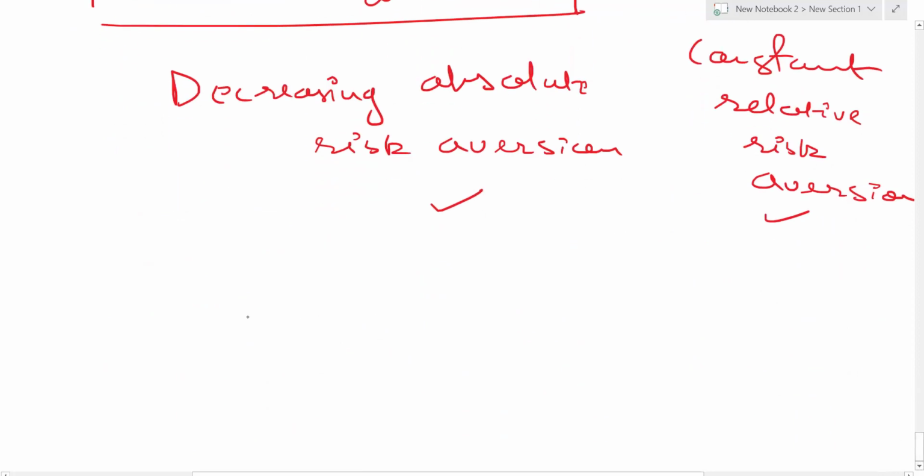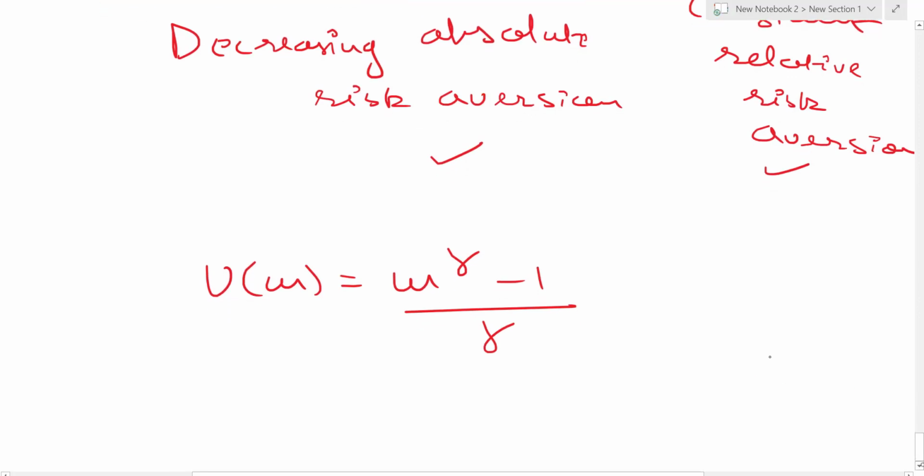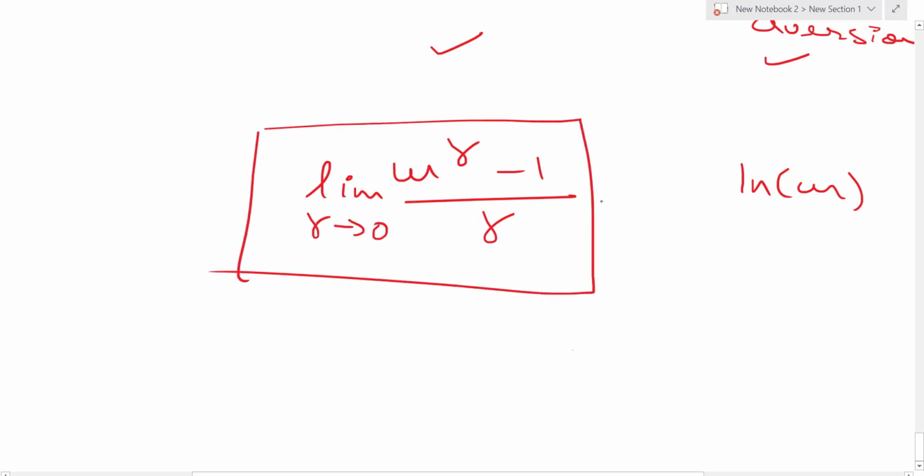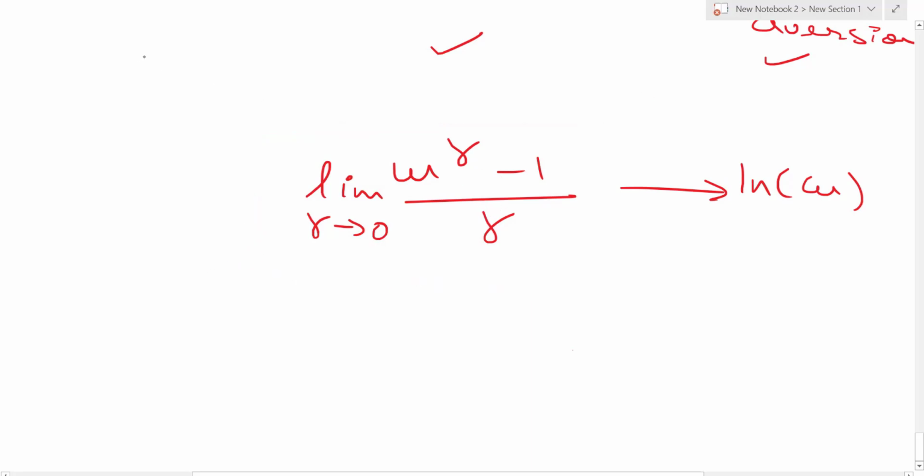This power utility function, which is of the form U of W equal to (W to the power of gamma minus 1) divided by gamma, is very much related to this function, which is log of W. Now what is the relation between the two? The relation is that if you take the limit as gamma tends to 0 on this utility function, it becomes the same as this. So log W is a special case of the constant relative risk aversion utility function, which is also called the isoelastic utility function.